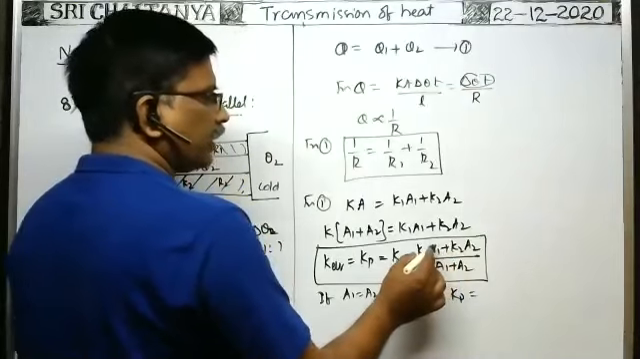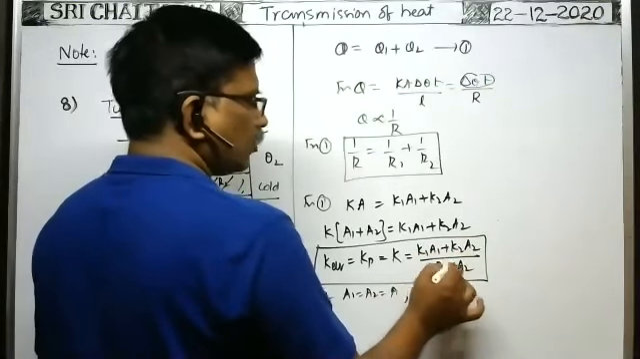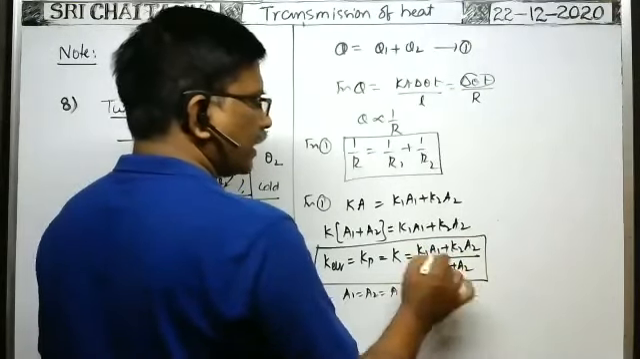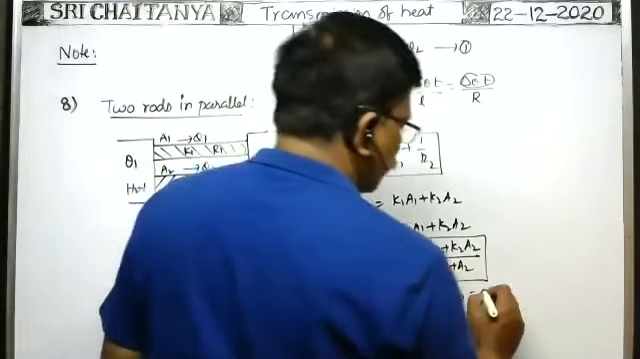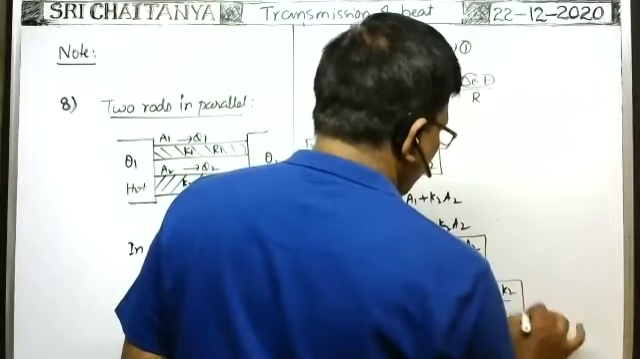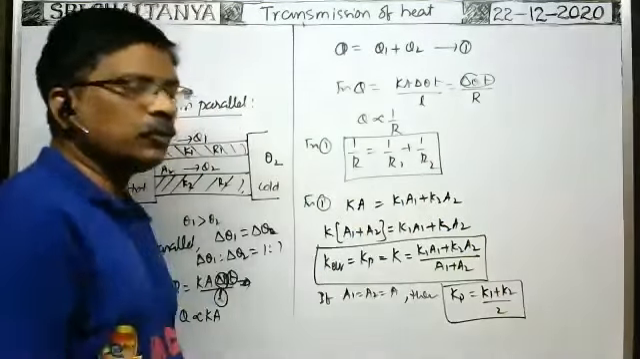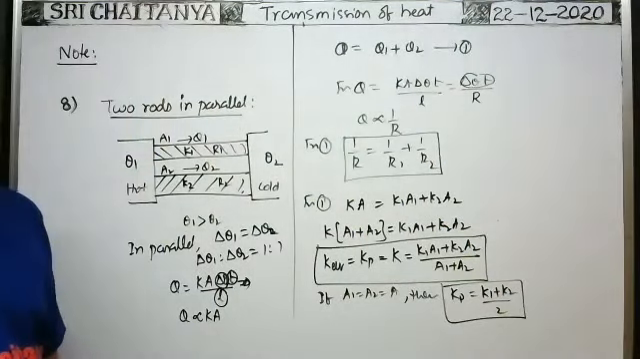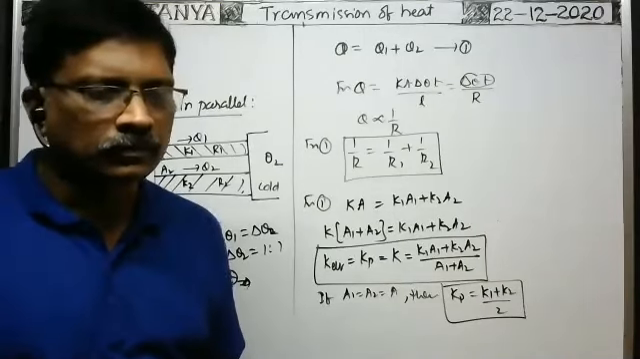A1 and A2 are the same, so here A plus A gives 2A. Here A is common, so A cancels, and what we get is K1 plus K2 by 2. So K1 plus K2 by 2 is the effective coefficient of thermal conductivity when two rods are connected in parallel. Okay.